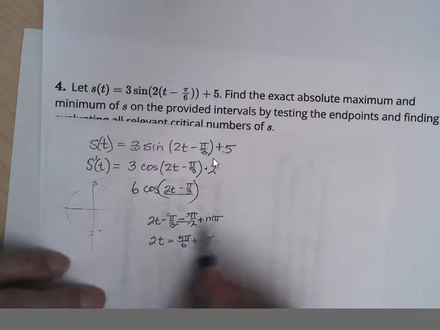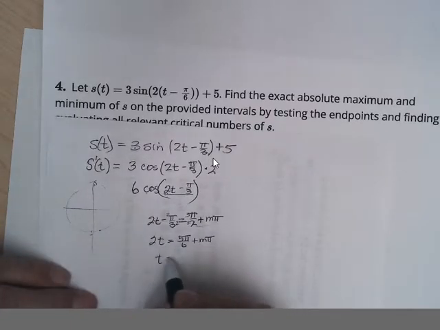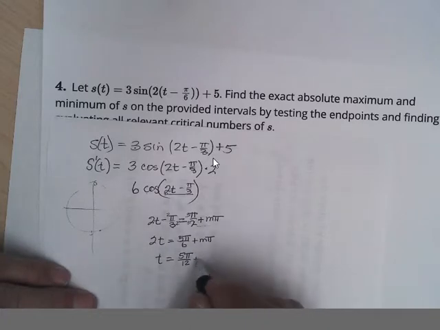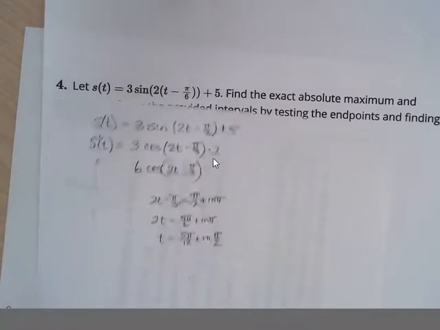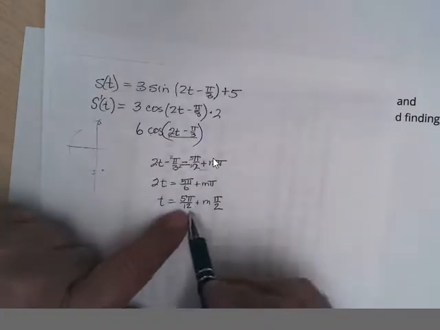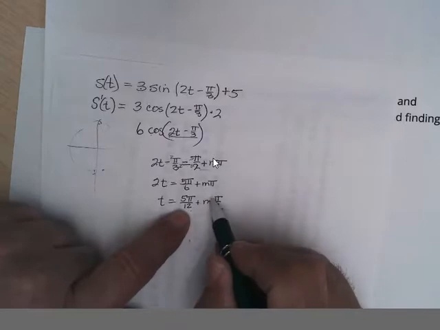Then I'm going to divide everything by 2, and so t has to be 5 pi over 6 divided by 2, which is 5 pi divided by 12, half as much, plus multiples of pi over 2. If this is in 12ths, I make this into 12ths by multiplying by 6 and by 6.